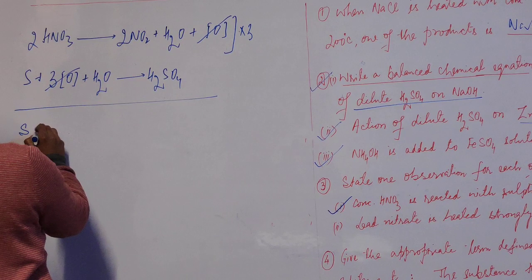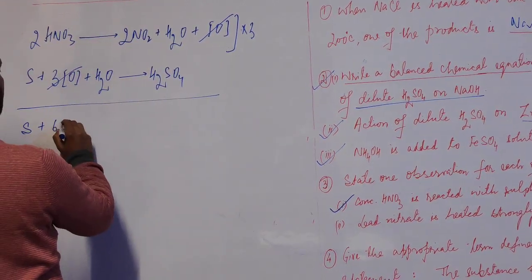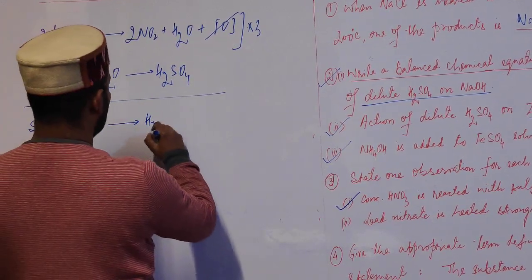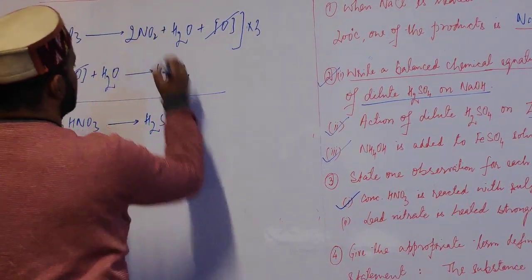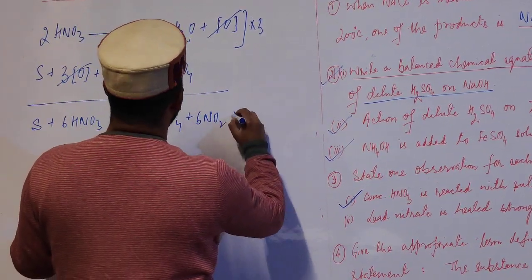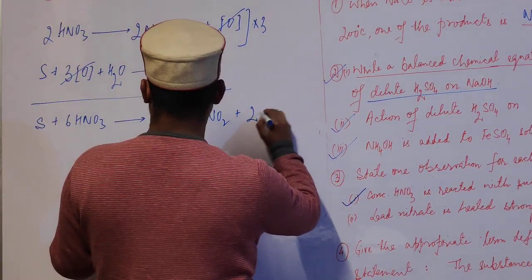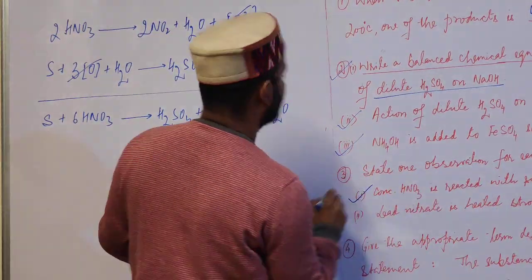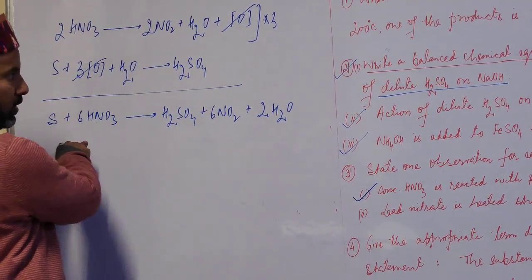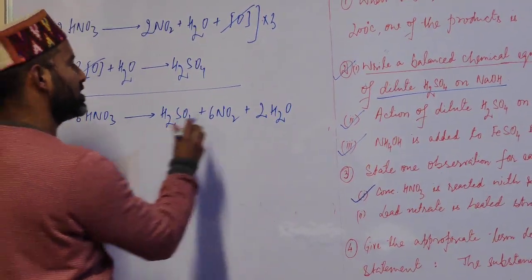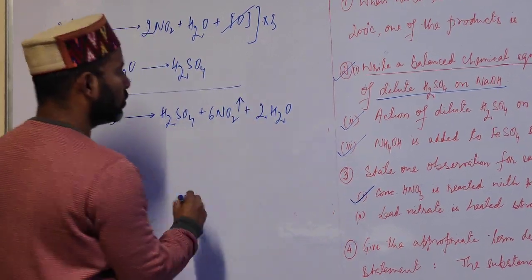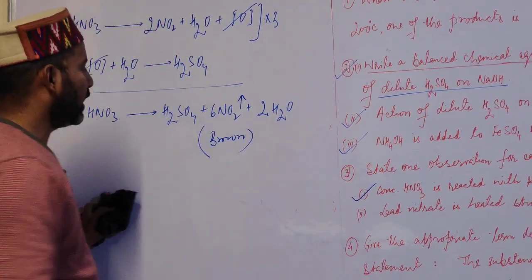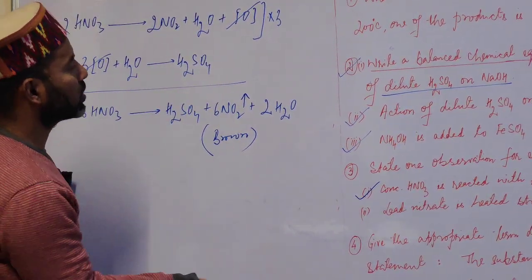Now we have sulfur plus what? 6 HNO3 gives H2SO4 plus 6 NO2 plus 2 H2O on this side. Now students, the question was: state one relevant observation. So students, in this reaction, the relevant observation is evolution of this NO2, which has a brown color. So you will write that during this reaction, brown fumes evolve.